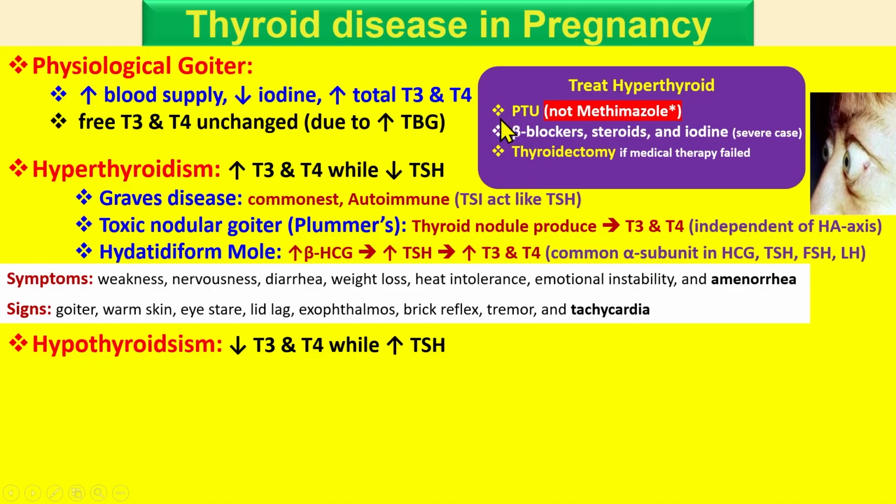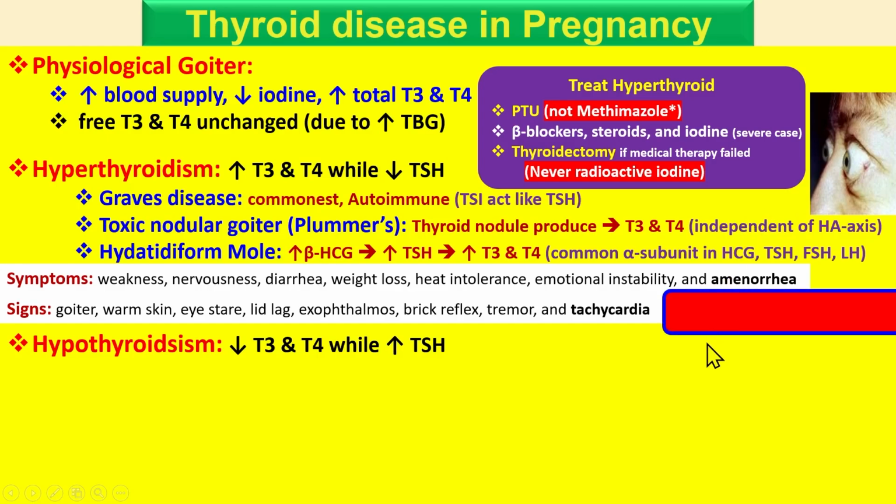Thyroidectomy: if there is no response to PTU, meaning medical therapy has failed, then you go for thyroidectomy. But never, never, never give radioactive iodine. Never give radioactive iodine because it will destroy the fetal thyroid, complete destruction of the fetal thyroid. That's why radioactive iodine is contraindicated in hyperthyroidism in pregnant women.